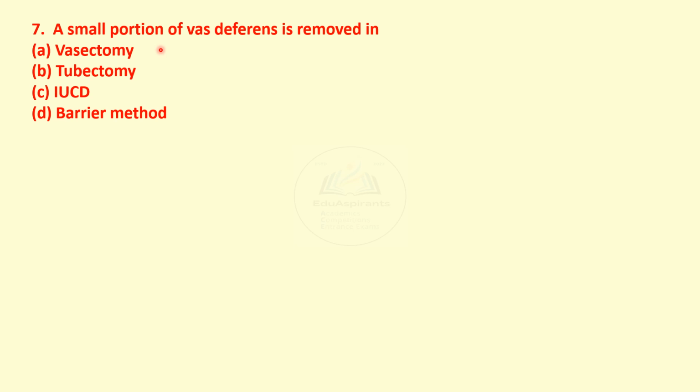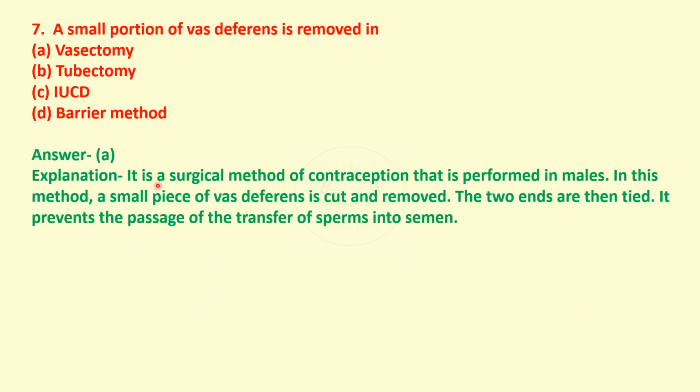7. A small portion of vas deferens is removed in vasectomy, tubectomy, IUCD, or barrier method. Mark your choice. Let us see the answer. It is A, vasectomy. It is a surgical method of contraception that is performed in males. In this method, a small piece of vas deferens is cut and removed. The two ends are then tied. It prevents the passage for the transfer of sperms into semen.